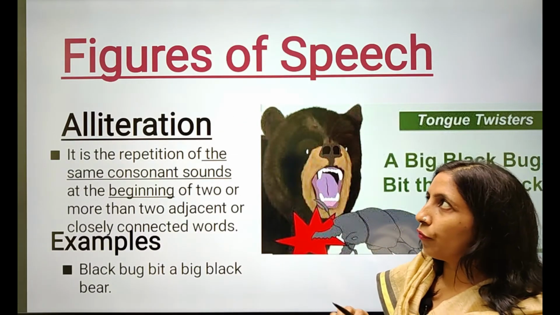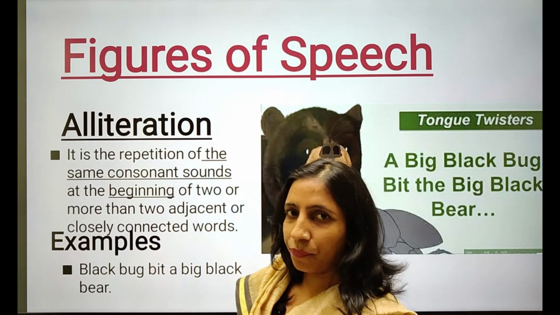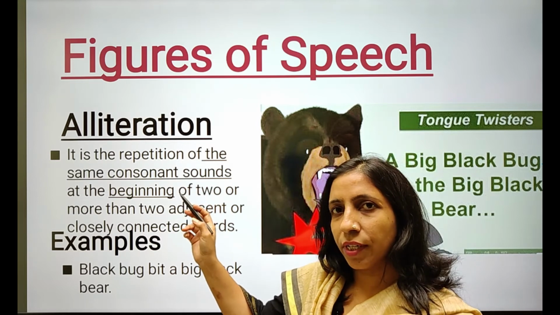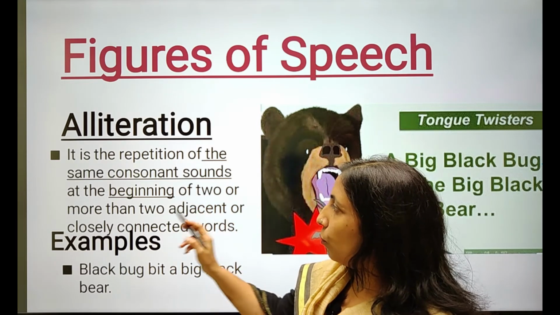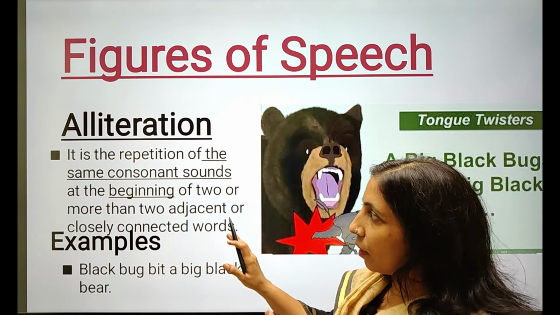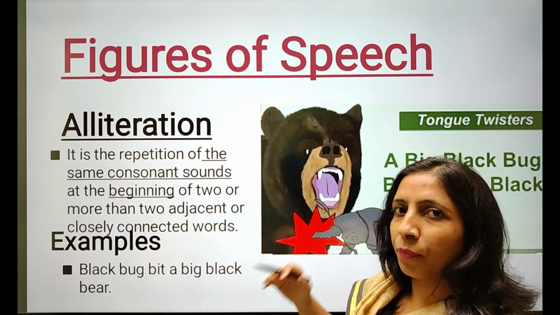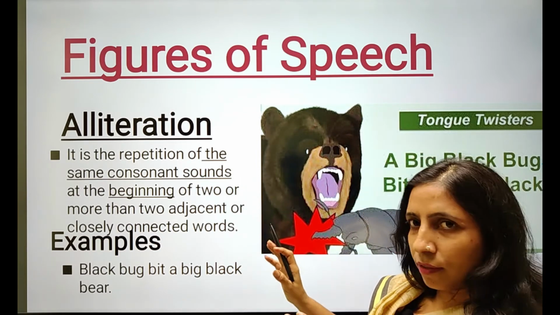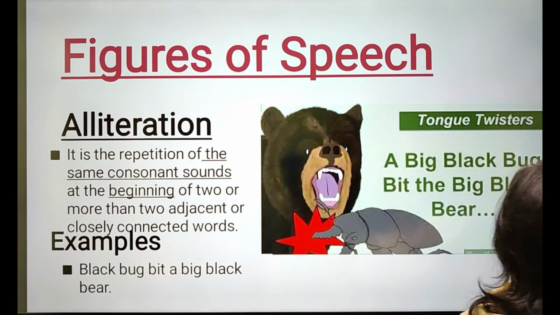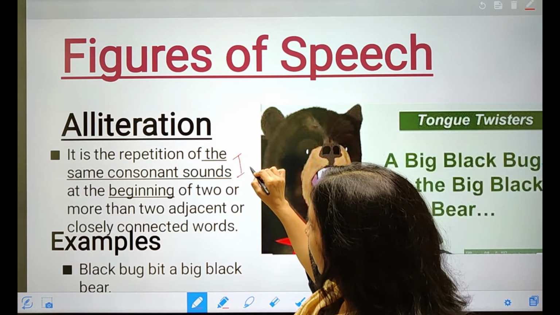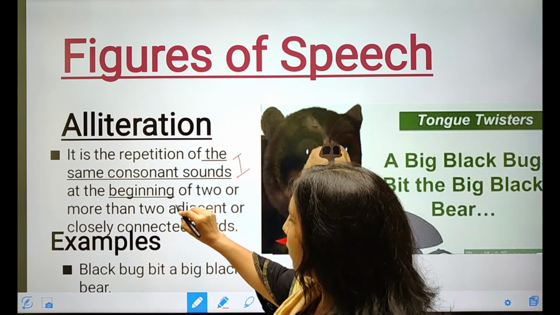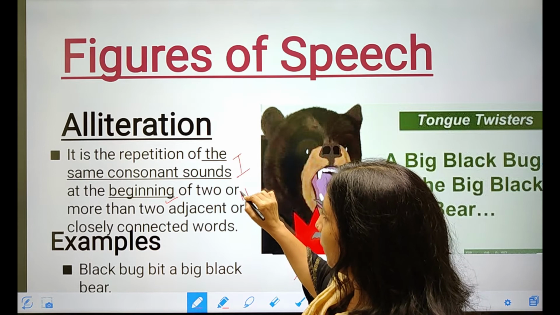Here you see the first figure of speech, alliteration. What is alliteration? It is the repetition of the same consonant sound at the beginning of two or more adjacent or closely connected words. Now I have highlighted something here which is going to make it different from the other figures of speech. Just look here. It is the repetition of the same consonant sound. This is the first thing to be kept in mind. The second thing which is very important is it is used at the beginning only.